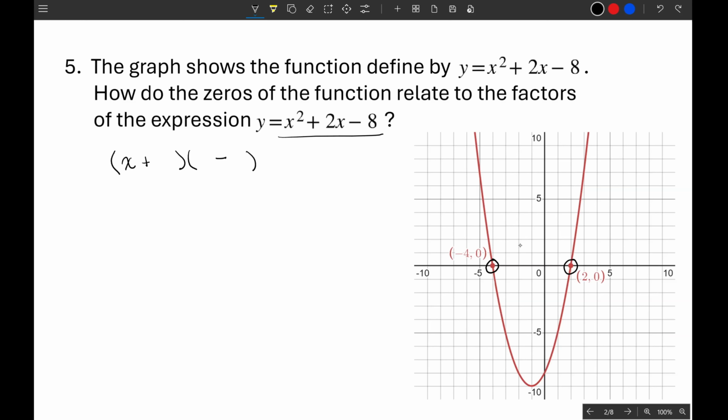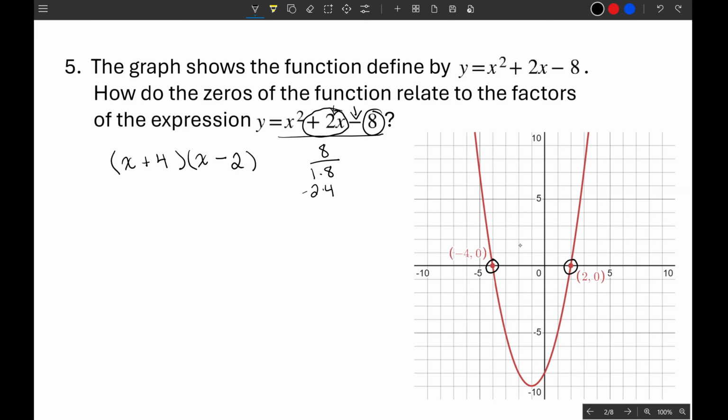I have the x and the x, and I'm looking for two numbers that multiply to make 8. At the same time, they must subtract to make 2. So 1 times 8, that subtracts to make 7. 2 times 4, that subtracts to make 2. I need it to subtract to make positive 2. That means I need a positive 4 and a negative 2. So 4 will go with the plus, 2 will go with the negative.